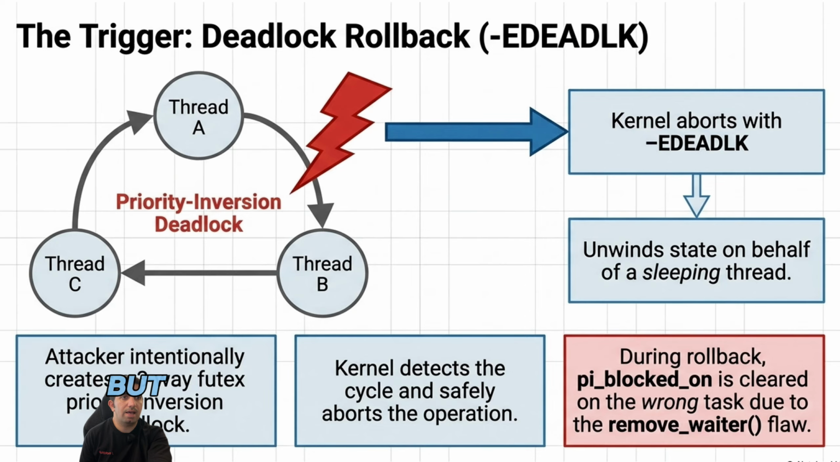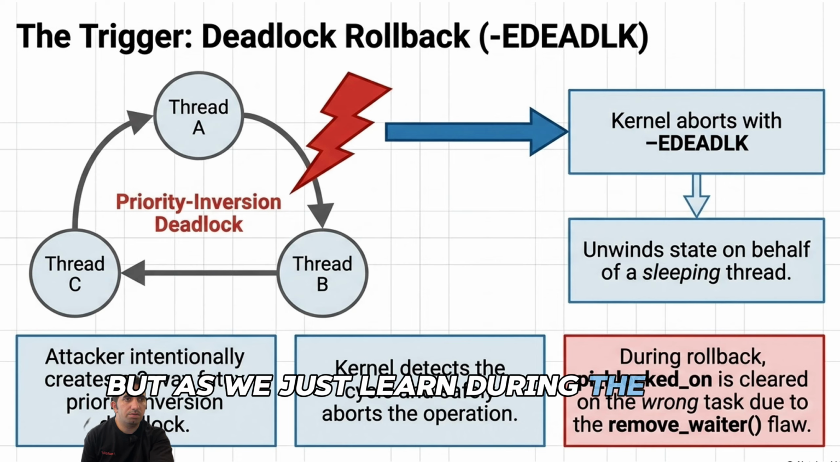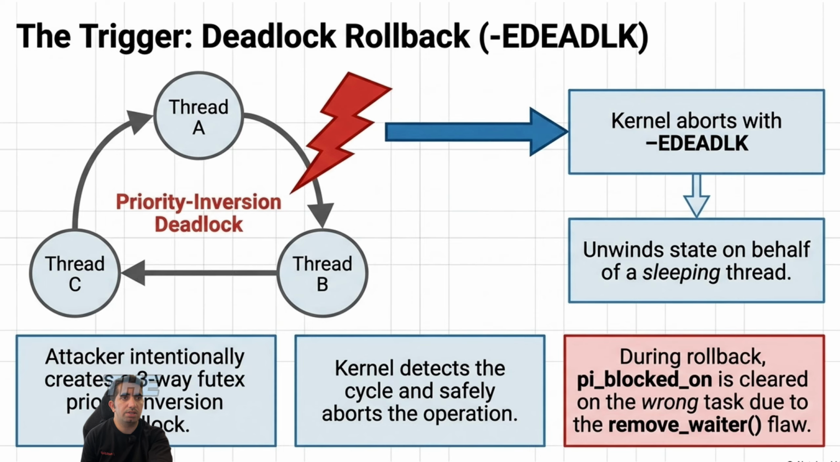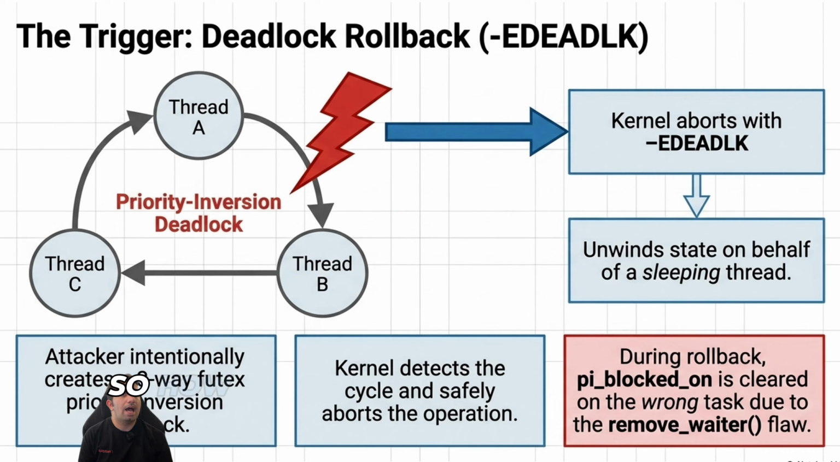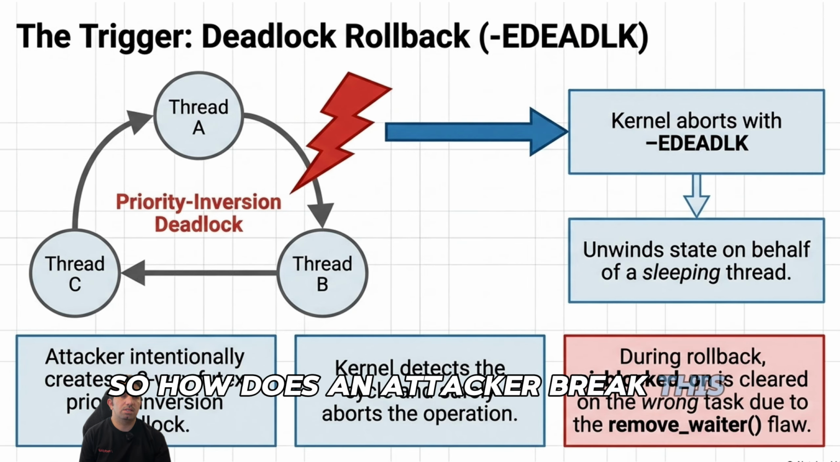But as we just learned during the requeue PI operation, the kernel can modify and track the waiter on behalf of other sleeping threads. And this assumption is the crack in the foundation. So how does an attacker break this assumption?